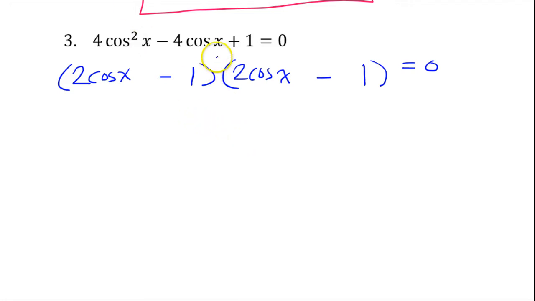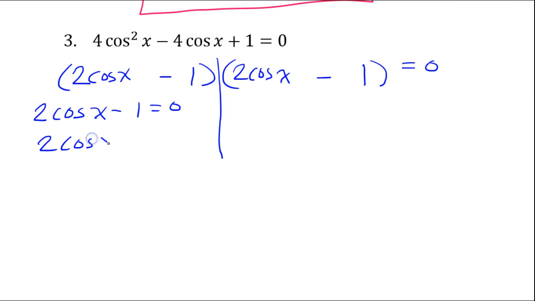Now that we have it factored, we can use the zero product property. We can get solutions by setting each of these equal to 0. Now these are identical, so I'm only going to do one of them, of course. So if I set this equal to 0, adding 1 to both sides, I have 2 cosine x is equal to 1. Dividing by 2, I have cosine x is equal to 1/2.